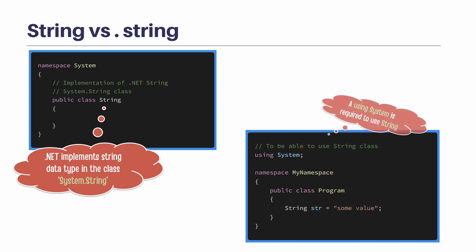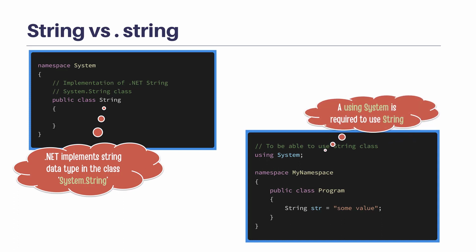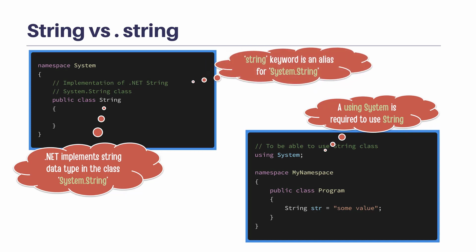And for using that class, we also need to make sure that we have added a using statement to import the System namespace. C# has aliased the class System.String with the keyword string. The keyword actually begins with a lowercase s. So in a nutshell, the class name begins with an uppercase S, while the keyword begins with a lowercase s. Generally, it is recommended to use the string keyword rather than the String class. Why? Because if you want to use the String class, then you will have to add an additional using statement at the top to import the System namespace.